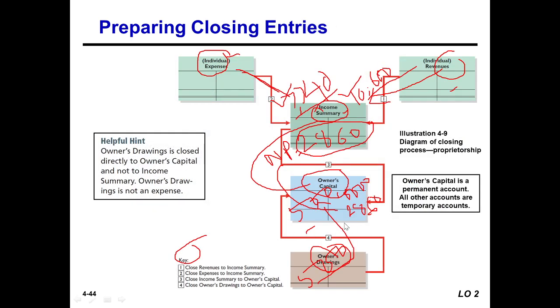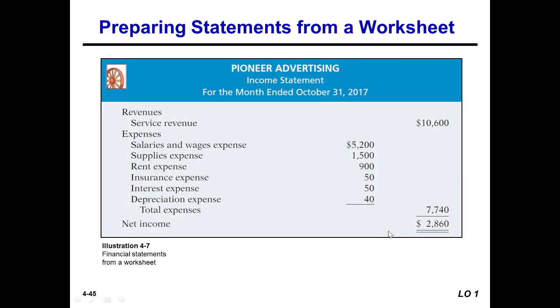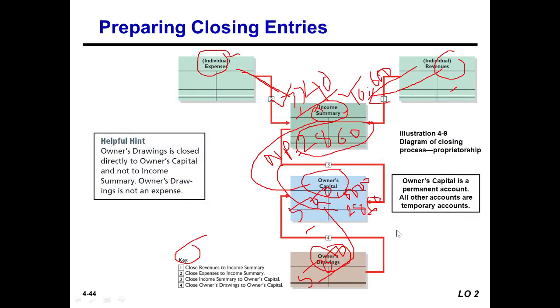12,360. This is now the owner's capital balance. Owner's capital is a permanent account. All other accounts are temporary accounts. That means expense is temporary, revenue is temporary, drawing is temporary, and all of them are closed to the owner's capital account.